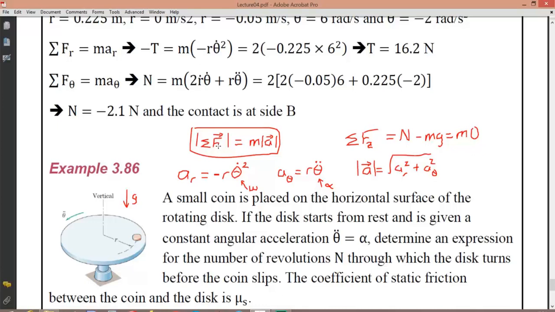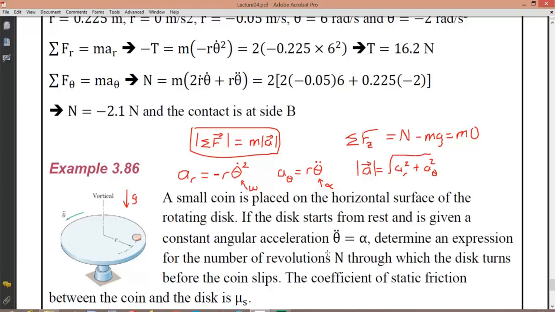On the left side of the equation, the only force acting on this coin on the horizontal plane is the friction force. And the friction force is nothing but mu s times mg, right? And n is found to be mg. Remember that this is the maximum friction force, and I'm trying to use that maximum friction force.